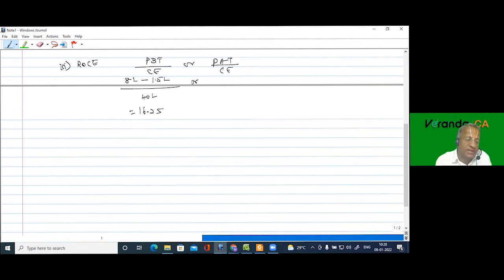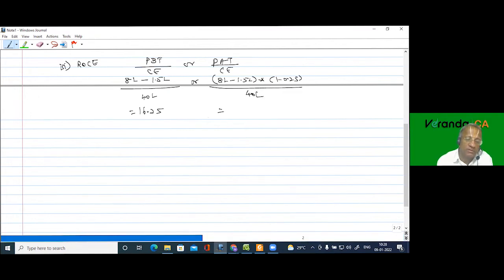Then people might say, sir, this is before taxes. Okay, we will have the other one also. After taxation: 8 lakhs minus 1.5 lakhs into 1 minus 0.25, the whole divided by 40 lakhs. So how much is that? 6 lakhs 50,000 into 0.75 is 4 lakhs 87,500. The whole divided by 40 lakhs into 100, in percentage terms, comes to 12.1875 percent.